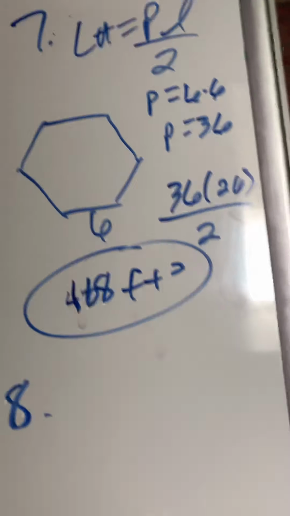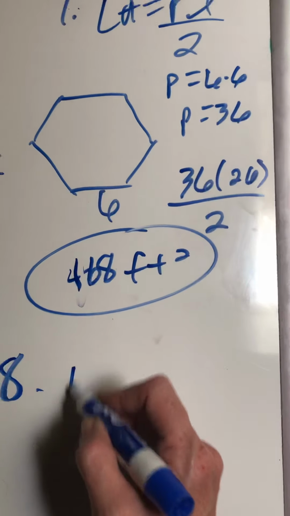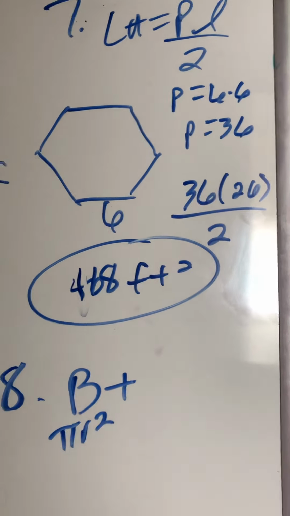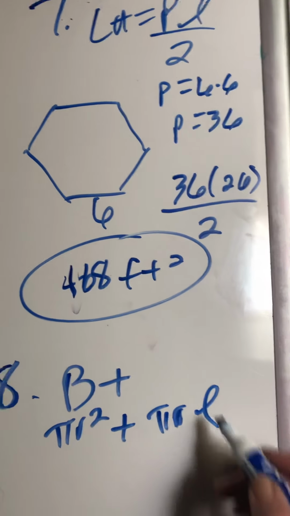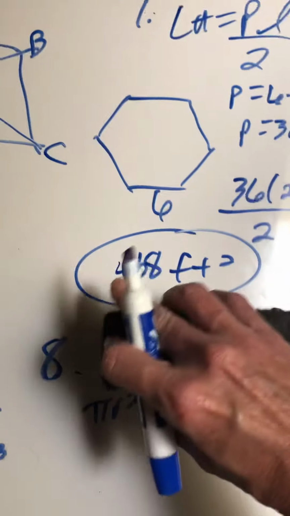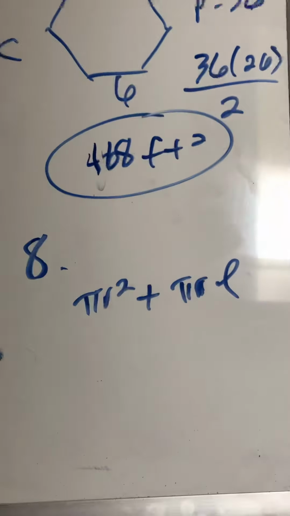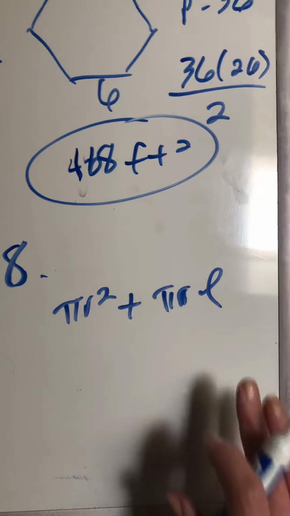Then on number 8, you want to calculate the surface area of a cone. So it's area of the base, which is really pi r squared, plus pi r L. That's the surface area of a cone. Pi r squared plus pi r L. So let's see, do we have everything we need? L is the slant height.